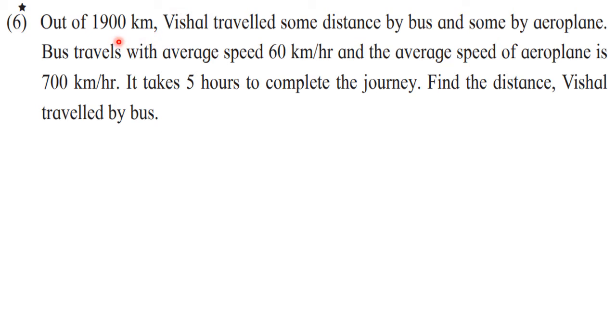Okay, as I have told you, you need to find those two conditions to frame two equations. So this is our first condition, which you can find here in this statement. Then the speed is given. Speed of the bus and speed of the aeroplane is given. That means these are known to us. And then you will find the next statement. It takes 5 hours to complete the journey. So this is the second condition. By using this statement, you are going to frame the second equation. Okay, so make it clear in your mind what you are going to do here.